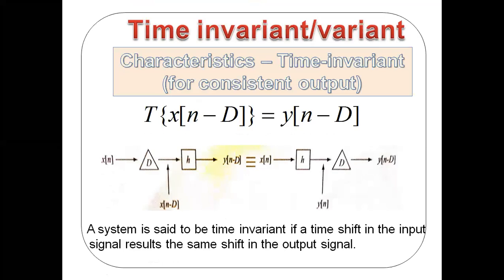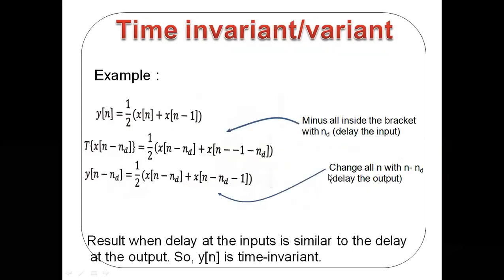Okay, this is what we have learned yesterday, that the shifting at the input will result in the same shifting value at the output. This is a time invariant system. I repeat again, a time invariant system is a case whereby a shifting at the input signals will result in the same shifting for the output signals. That should be the time invariant system.